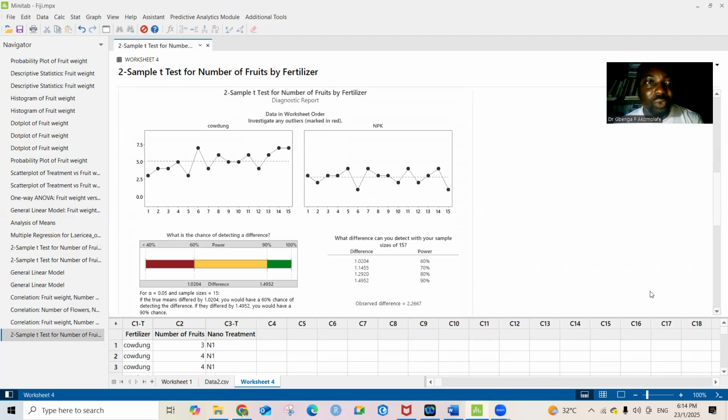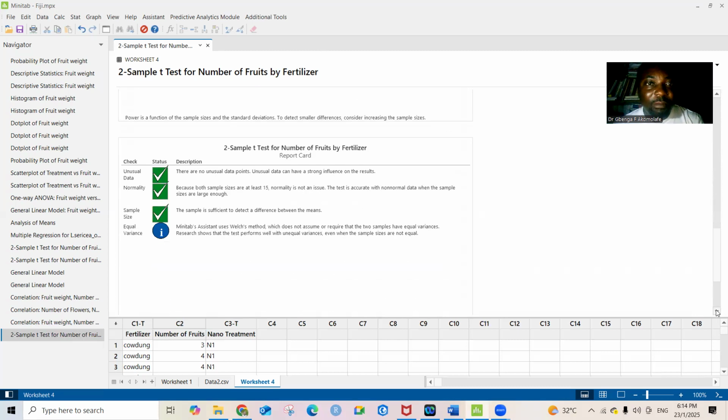Minitab also plots some charts that might be useful for you if you're interested in them. But most importantly, let's check what we have here. Minitab says the two-sample t-test for number of fruit by fertilizer. This is like a report card, you know. It says that there are no unusual data points.